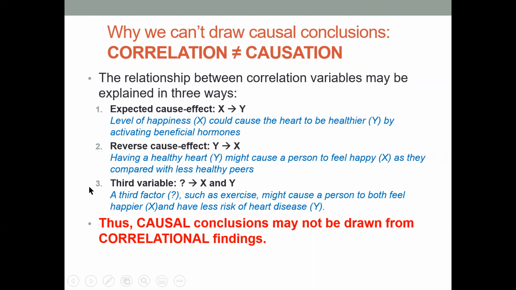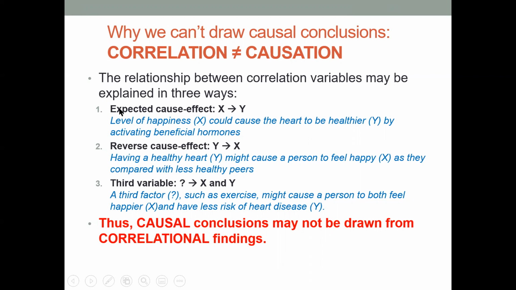Or it could be something totally out of the picture, some other factor that causes X and causes Y. What might this be? A third factor, which we'll designate with a question mark, and that factor might be exercise. Might it both cause people to feel happier, that's the factor on the X-axis, and to have less risk of heart disease, that's the factor on the Y-axis? So in that case, there's something else going on entirely. It's not that X and Y are directly related, it's that this other factor is creating what appears to be a relationship. So I'd like you to know these.